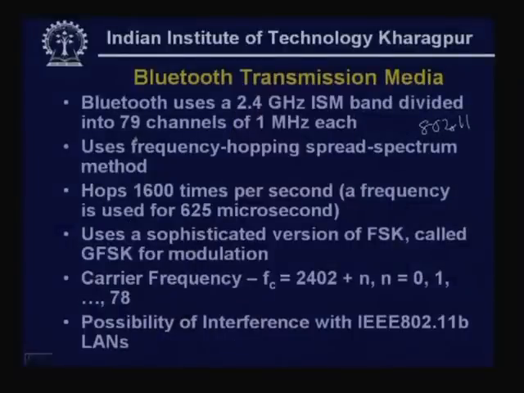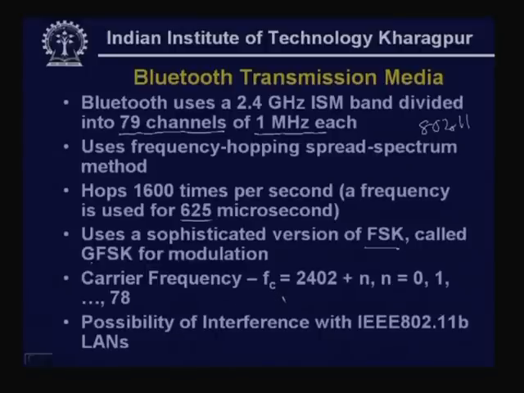And as you can see here, it uses 79 channels, each of 1 megahertz, and it uses the frequency hopping spread spectrum method, as I explained in case of 802.11, and it hops 1600 times per second. So, a frequency is used for 625 microseconds only, and it uses a sophisticated version of frequency shift keying called GFSK for modulation.